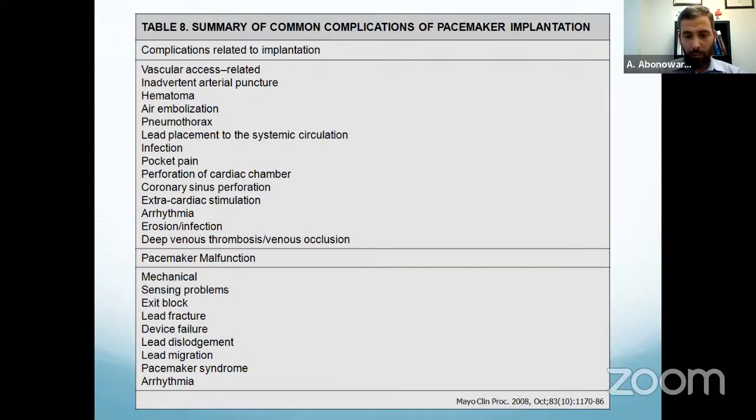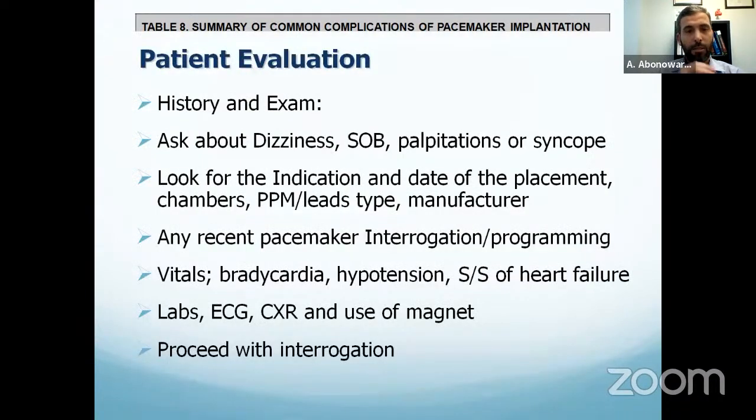So those things we have to remember when you see patients in the emergency department. Complications can be anywhere, and are not common, thankfully, but can happen. So we have to be open-minded for that.